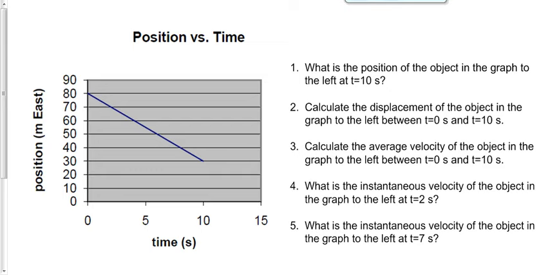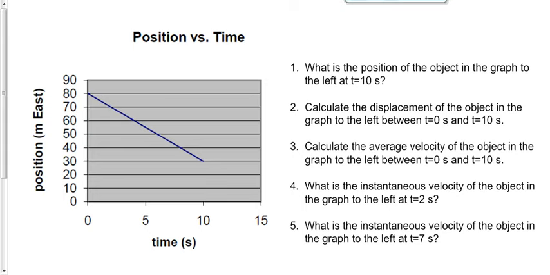So I think it's the third worksheet, the fourth worksheet. It looks like this anyways. Single question on one page. I want to go through this, and then we'll set you free to work on some questions on the back side of that. What's the position of the object in the graph to the left at 10 seconds?